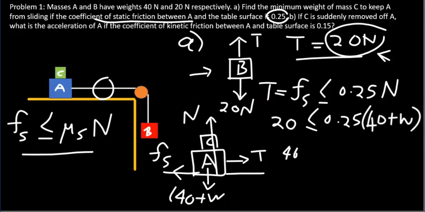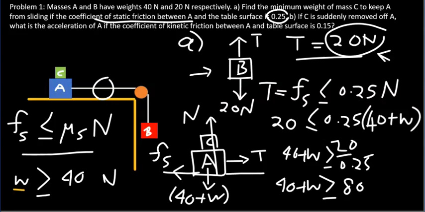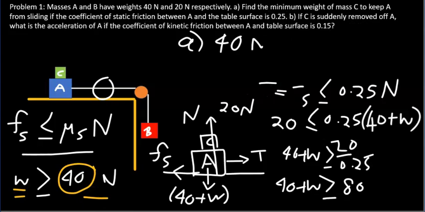That means 40 plus W is greater or equal to 20 divided by 0.25, or simply 80. So 40 plus W is greater or equal to 80. Now what that means is your W is greater or equal to 40 newtons. So that means the minimum value for W that keeps A from sliding on the table is therefore 40 newtons. So that's the answer for part A. So the answer for part A is 40 newtons.